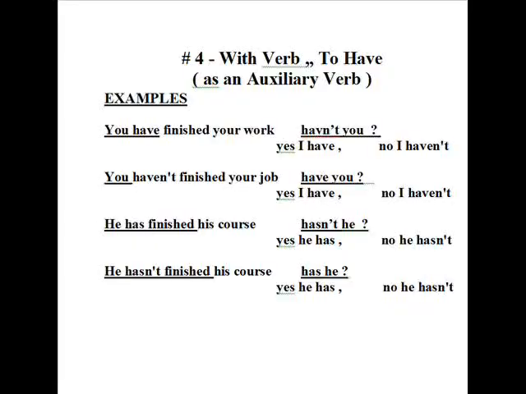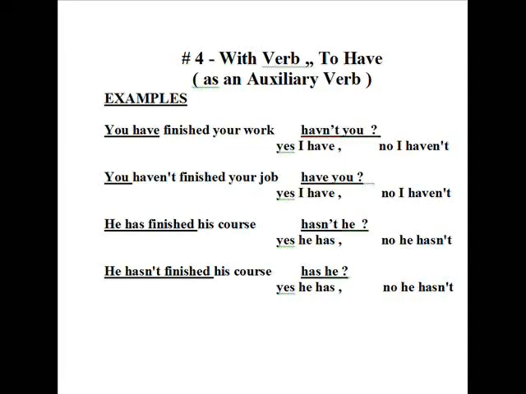Number 4, with the verb to have as an auxiliary verb. There is something different between verb to have as a main verb and as an auxiliary verb. Use verb to have as an auxiliary verb to make the present and the past perfect. We have verb to have and the past participle of finish.